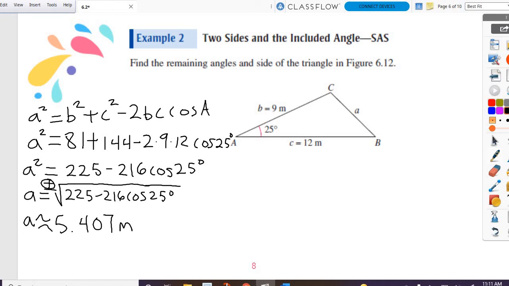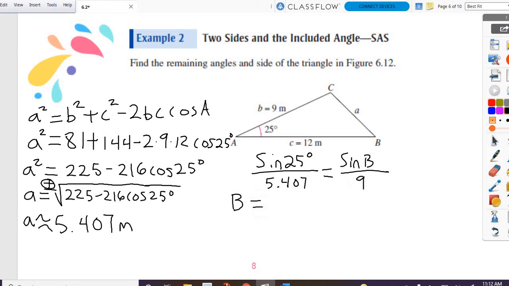If we use that ratio, again we're solving for angles, so we want our sine on top. So I would have sine of 25 divided by, what do we get? 5.407. Which one do we want to solve for next? B. Sure. Sine of big B divided by 9. So if we solve for big B, what do we get? Sine inverse of all of that. And what do we get for B?